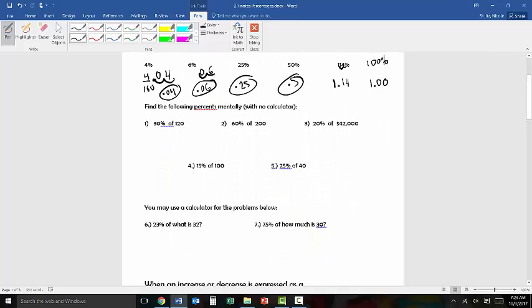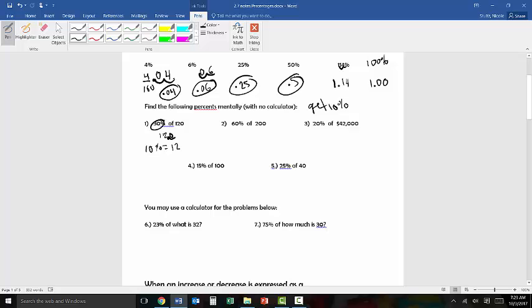Alright, so we are actually going to get these percents. We're going to get the values mentally, so no calculators allowed. I'm going to show you how. So your first trick is to get 10%. Alright, so let's get 10% of 120. All you do is move the decimal left once. So 10% is 12.